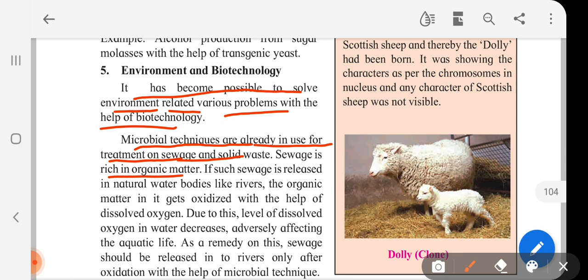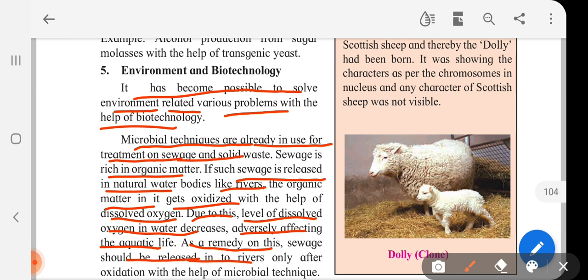Sewage is rich in organic matter. If such sewage is released into natural water bodies like rivers, the organic matter in it gets oxidized with the help of dissolved oxygen. Due to this, the level of dissolved oxygen in water decreases, adversely affecting aquatic life. As a remedy, sewage should be released into the rivers only after oxidation with the help of microbial techniques. So in the environment as well, biotechnology is playing a good role.